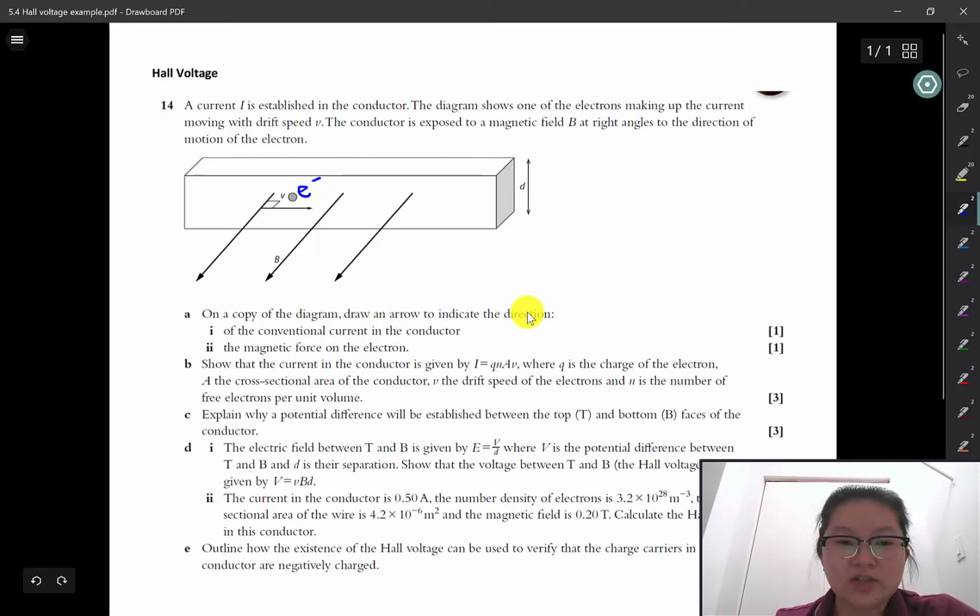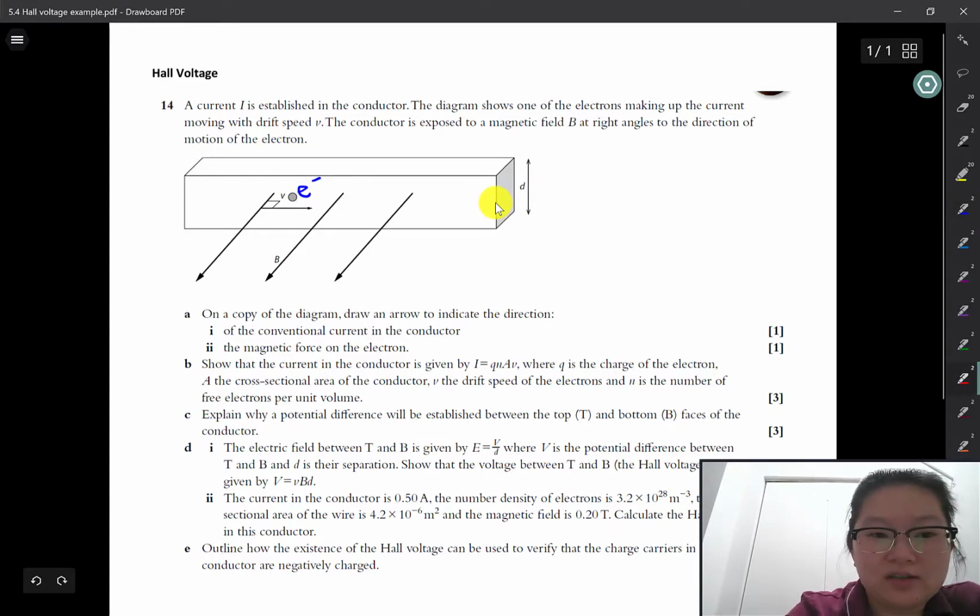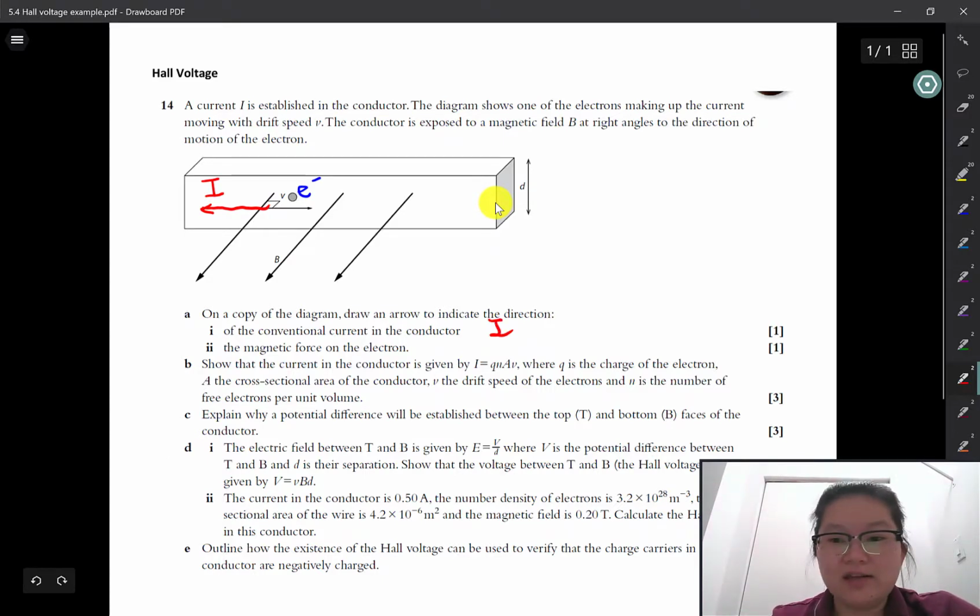Okay, so this question is basically asking: do you know that the conventional current is actually opposite to the direction of electron flow? Hopefully you would know that, and so you would indicate somewhere that the conventional current is backwards. So I'm just going to note that there using red, and knowing the correct direction gives you 1 mark. And 2, the magnetic force on the electron.